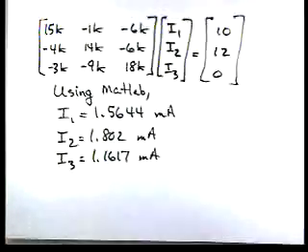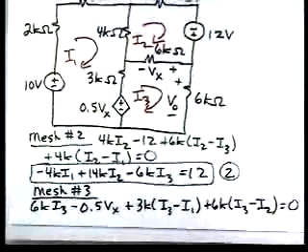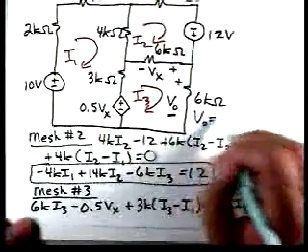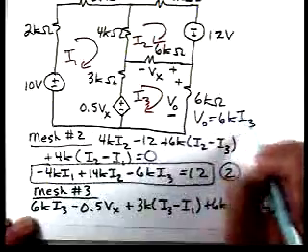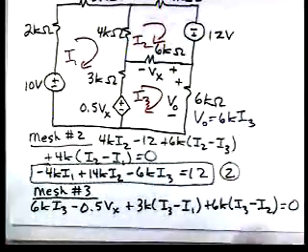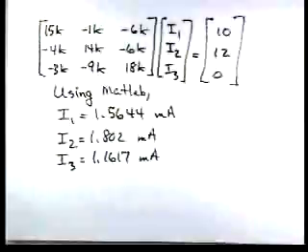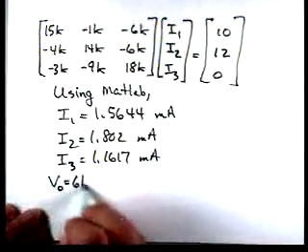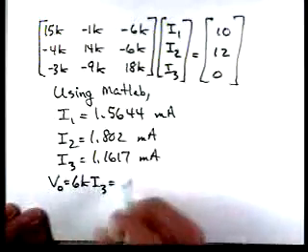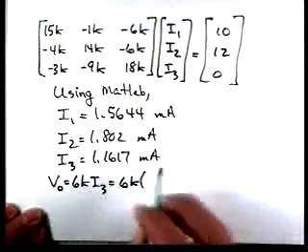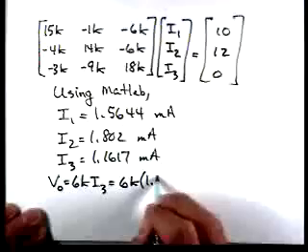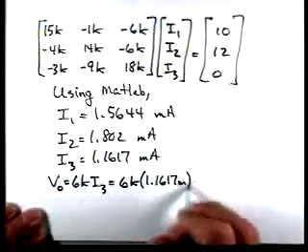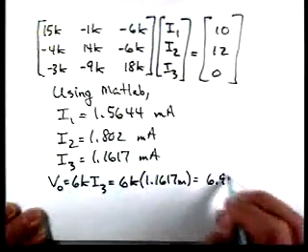And if we look back at our circuit, we can see that V0 is 6K I3. So then V0 is 6K times 1.1617 milliamps, to give 6.97 volts.